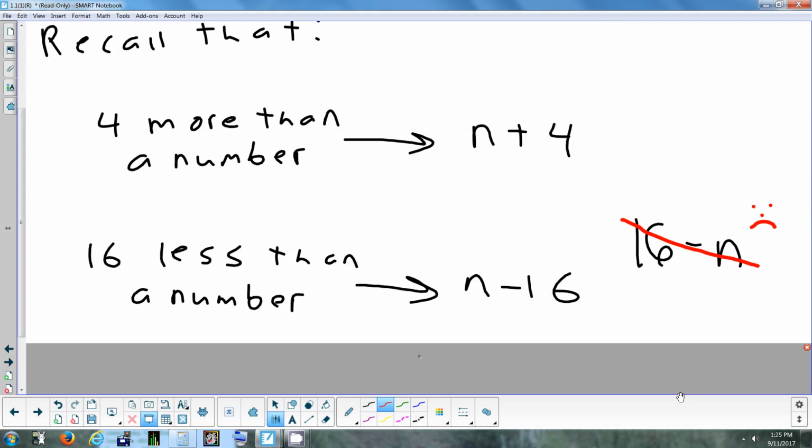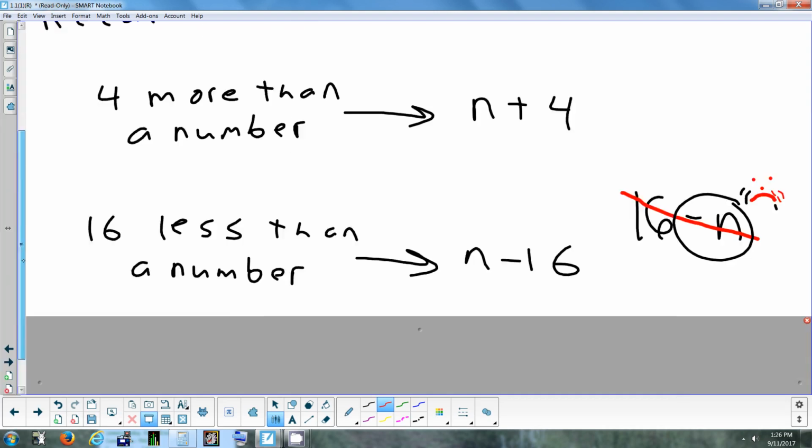Because 16 minus n is making the n negative. You don't want to do that. That's why you want to put the variable first. Some people get caught up, some people get screwed up on this. Make sure when it's less than, put the variable first. All right? Let's see what else we got here.